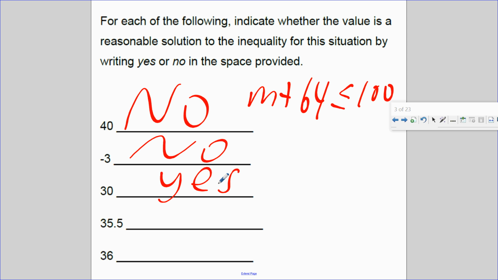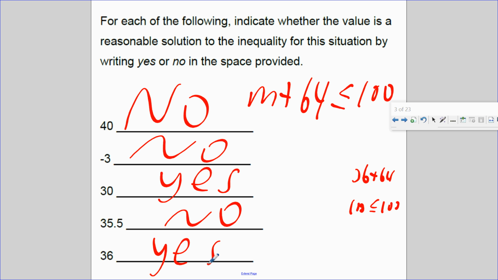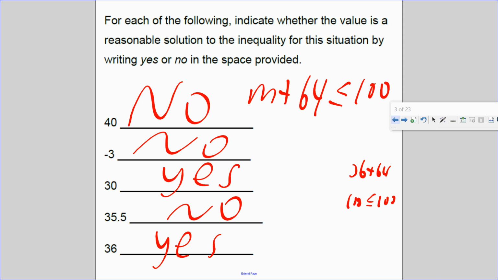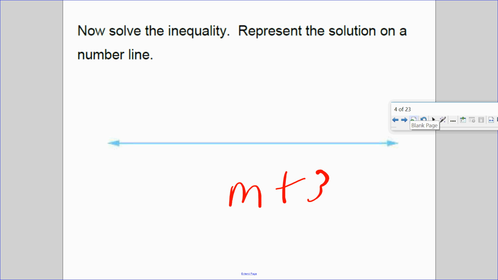What about 35 and a half? No, you cannot send half of a text. It's either a text message or not. And what about 36? You add 36 plus 64 to get 100. That is less than or equal to 100, so yes. So now I would like you to graph this. Now solve the inequality. M plus 64 is less than or equal to 100.